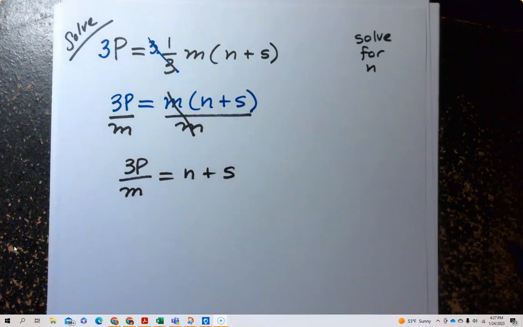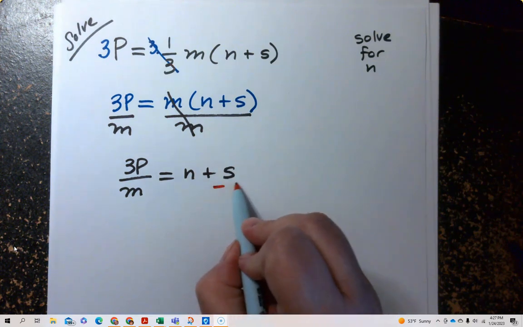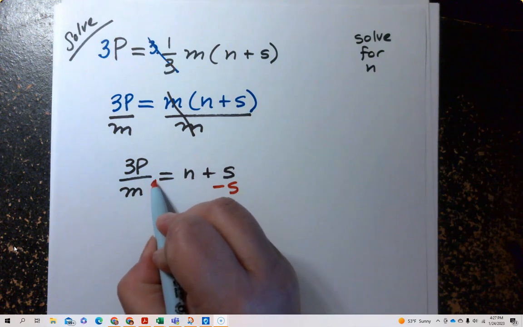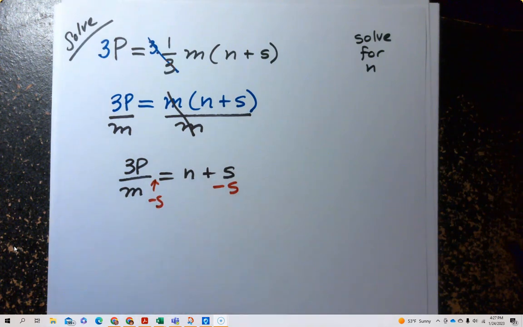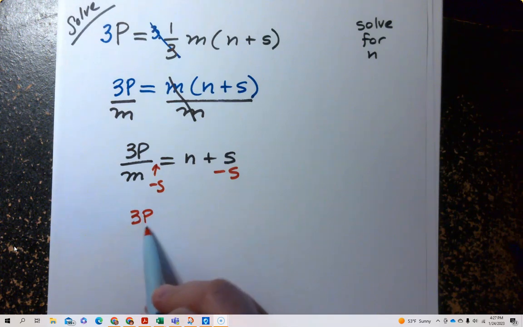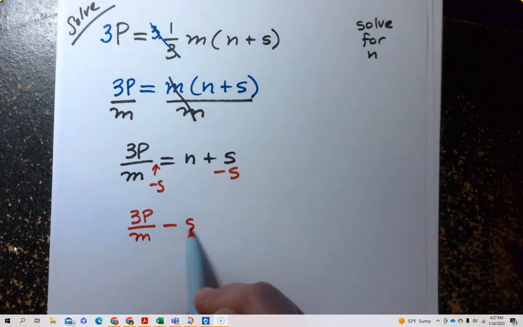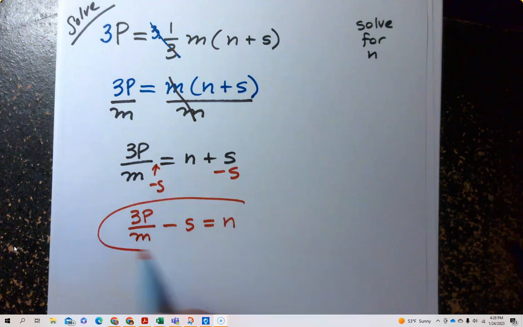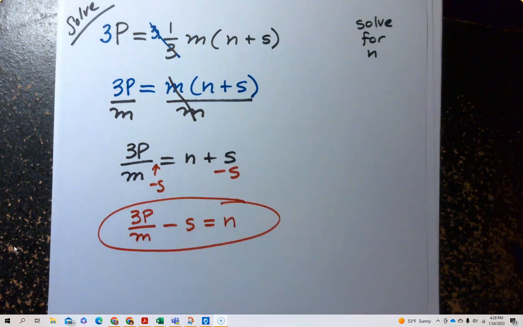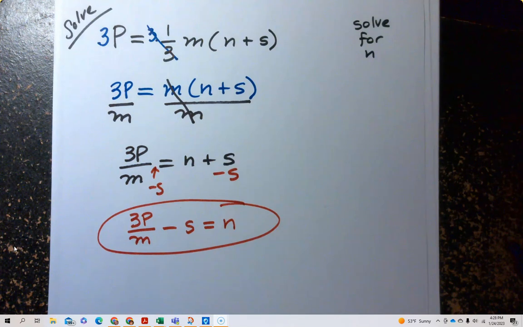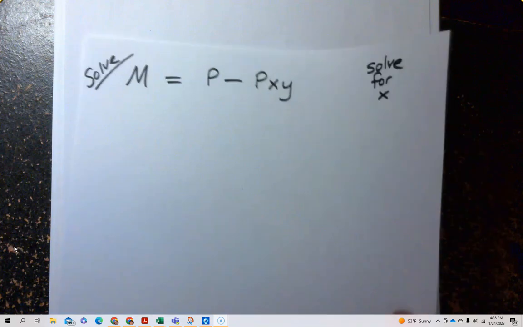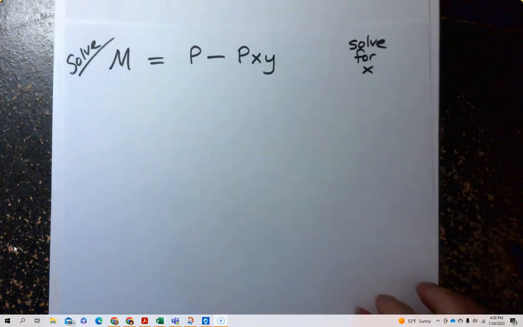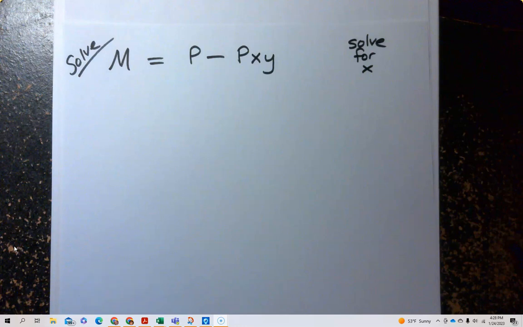So now we are right down to the finish line. The only thing preventing n from being alone is that plus s. So I'm going to subtract s, and there's not really a good place to put it. I'm going to put minus s here. So let's rewrite it. 3p all over m minus s equals n. And there we go. Next one. And remember, you can always pause the video and try it, and then see how I do it. Okay, so pause the video and give yourself a chance to try this if you'd like.